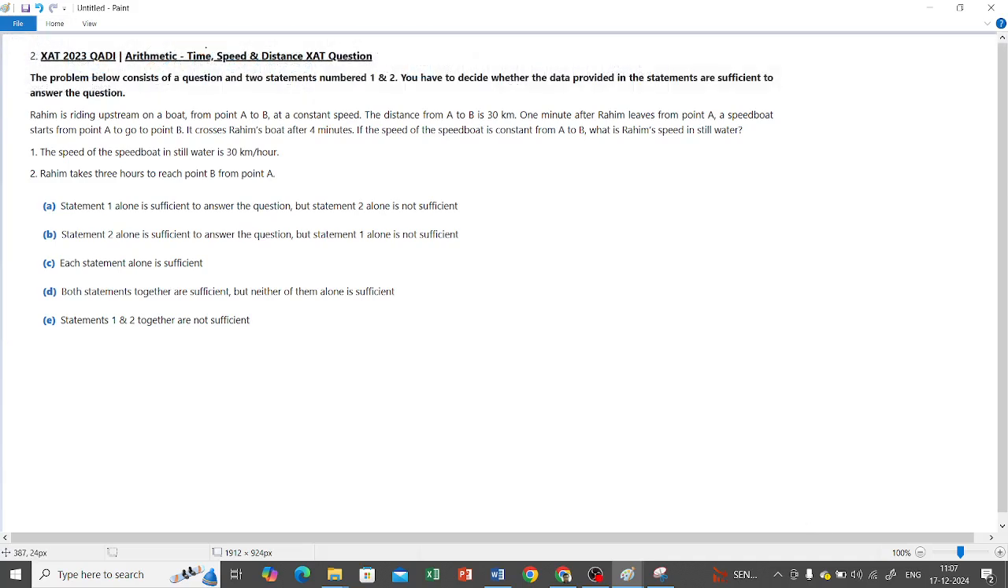Ram is riding upstream on a boat. Rahim, sorry. Rahim is riding upstream on a boat from point A to B at a constant speed. The distance from A to B is 30 km. One minute after Rahim leaves point A, a speedboat starts from point A to go to point B.